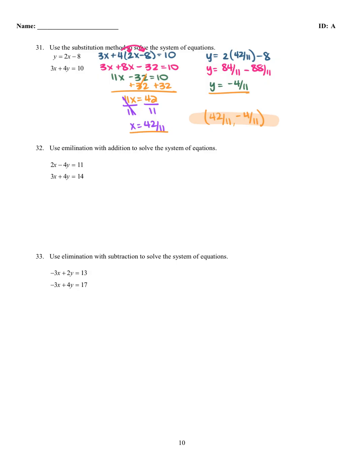For 32, you're using elimination with addition to solve the system. You're given 2x minus 4y is equal to 11, and 3x plus 4y is equal to 14. Your y's are opposite, so you can just combine like terms to give you 5x is equal to 25. Divide each side by the 5, and it gives you x is 5.